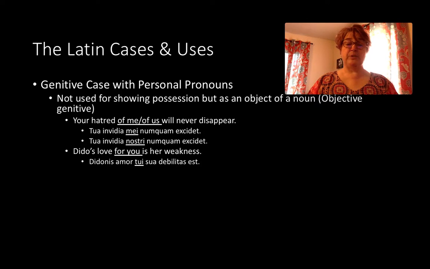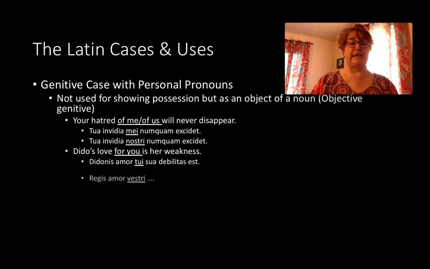You also notice with this example, especially when you look at the English, that we can express the objective genitive which we see in Latin by using either the English phrase of me, of you, of us, or you can also use the phrasing for me, for you, for us.